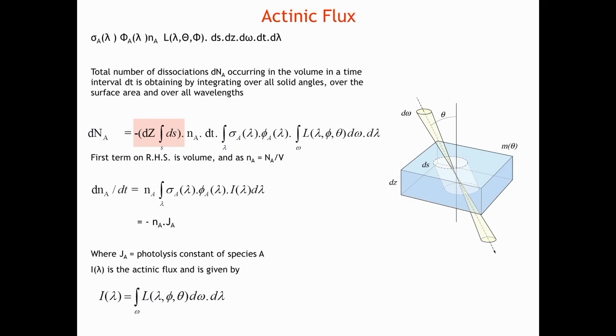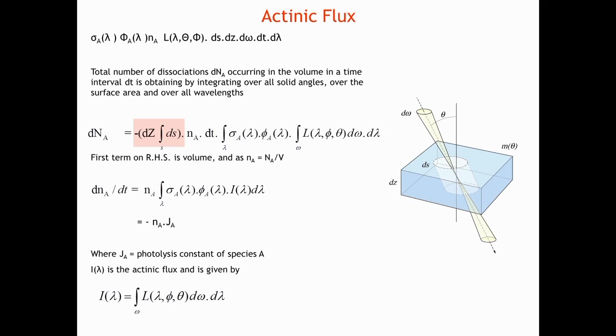Has anyone heard about JO singlet D? What might you think JO singlet D is? JO singlet D is the rate that ozone photolyzes to produce O singlet D. And O singlet D is the thing that goes on to make the hydroxyl radical OH.